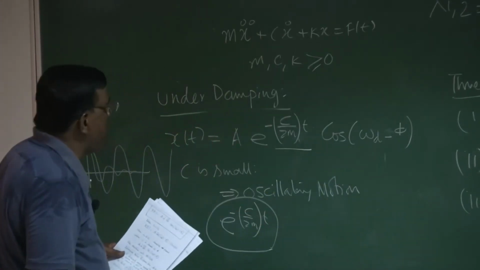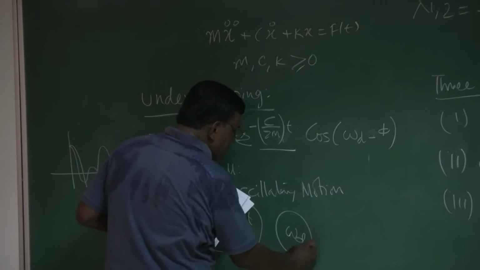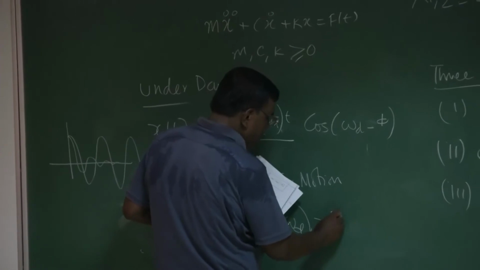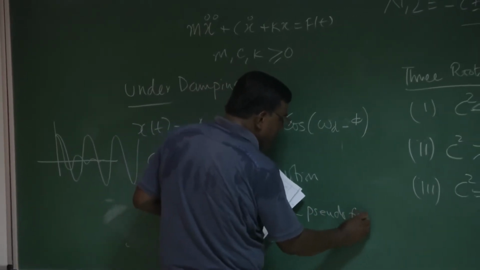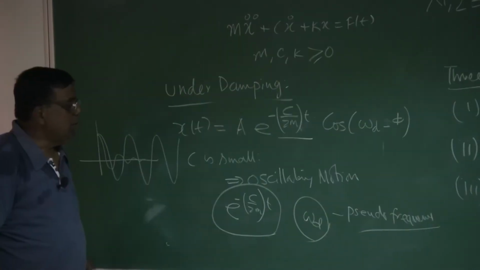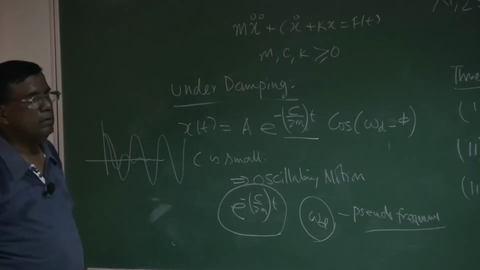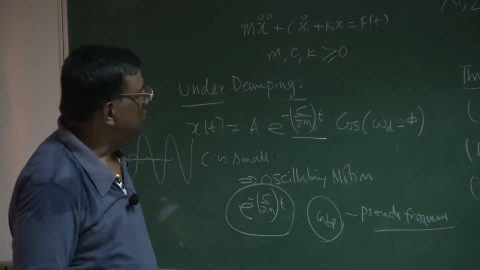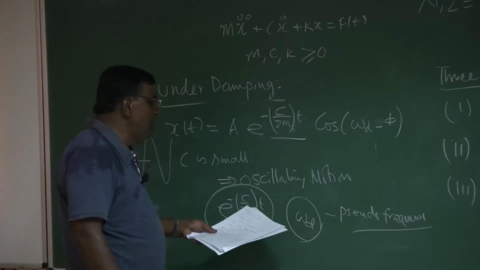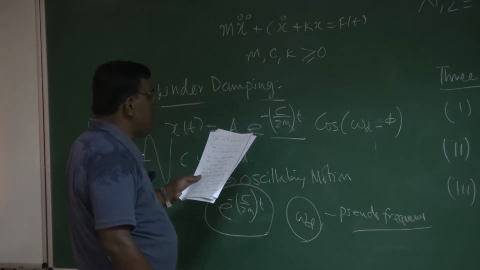But please understand, we will not call omega d a real frequency, we call it a pseudo frequency. For the simple reason that generally, when we talk about frequency, we talk about a periodic function. But strictly speaking, this is not periodic, although oscillatory, not periodic. So we use omega d, the expression which I have earlier given you in the beginning.